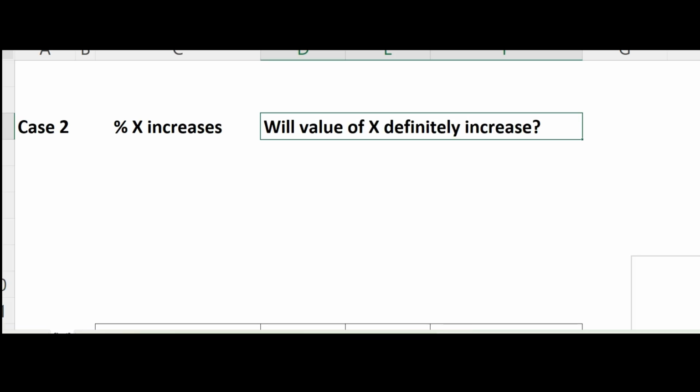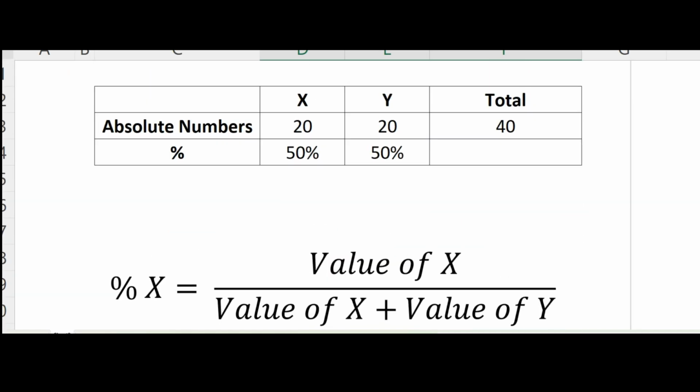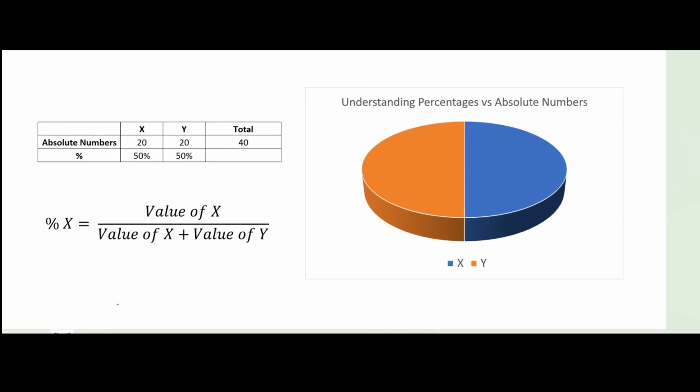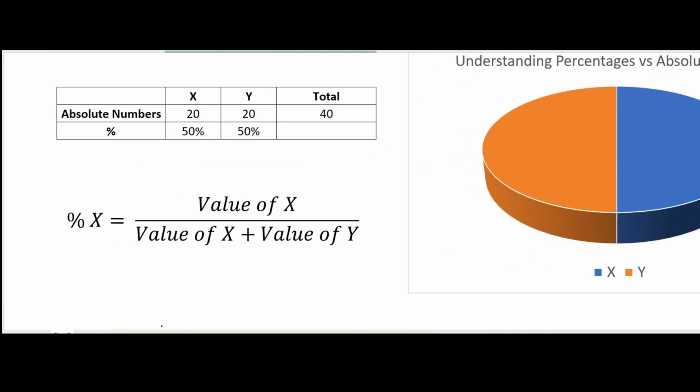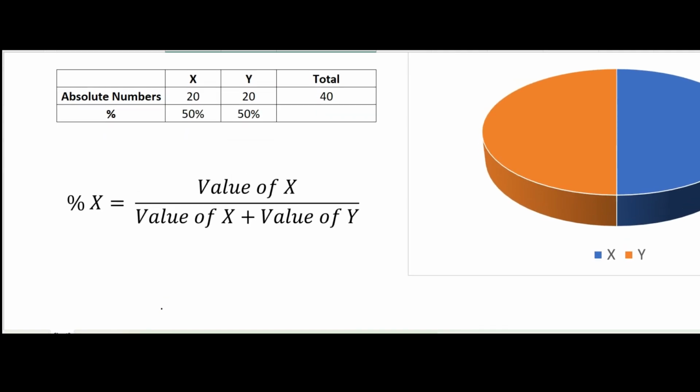So let's consider case 2, in which the question tells us that percentage of x has increased. In this scenario, can we say that value of x would have increased definitely? Can we make that inference? Let's understand it. The percentage of x is calculated using this formula: value of x divided by value of x plus value of y. So it is difficult to make any inference directly about value of x because it is there in the numerator as well as the denominator. We can think of some scenarios in which percentage of x will increase in terms of numerator and denominator.